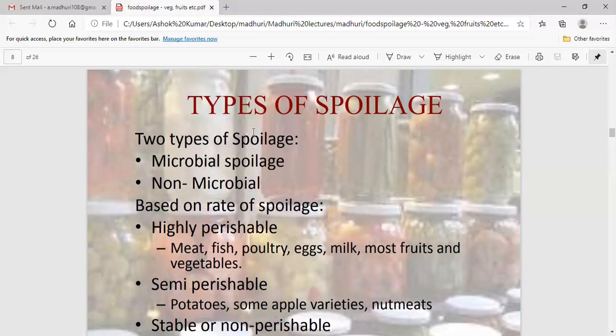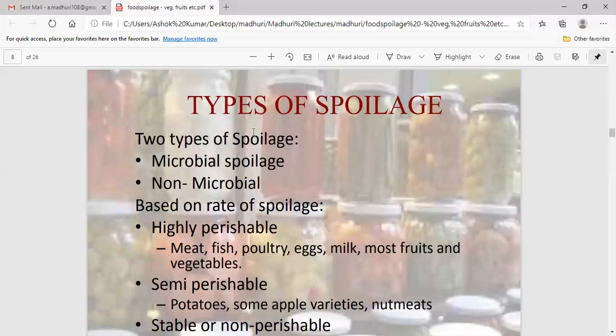Means if the food is getting spoiled very fast, that can be categorized under highly perishable foods, or if it is taking some time, then it can be called semi-perishable, or if it is not getting spoiled for a longer time, that can be called stable or non-perishable. Seeing the examples we can understand it very clearly. Highly perishable, one of the most fastly spoiled foods is milk. Then comes fish, meat, poultry, fruits, vegetables. These are highly perishable, because if we cannot store them properly, they will get spoiled very easily.